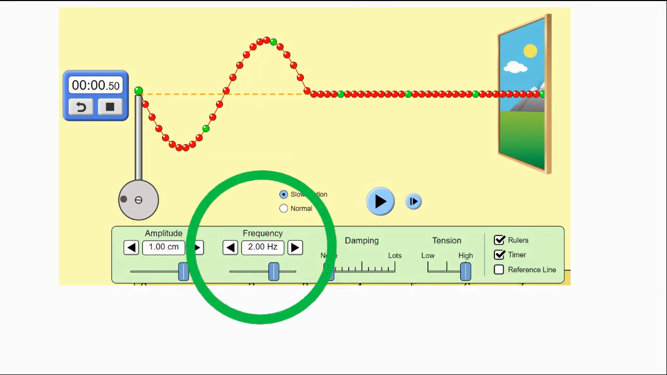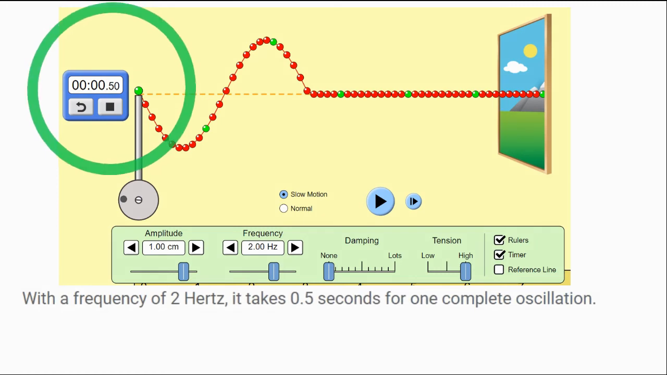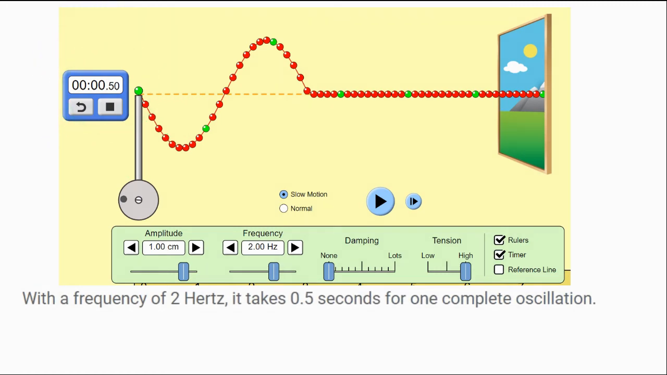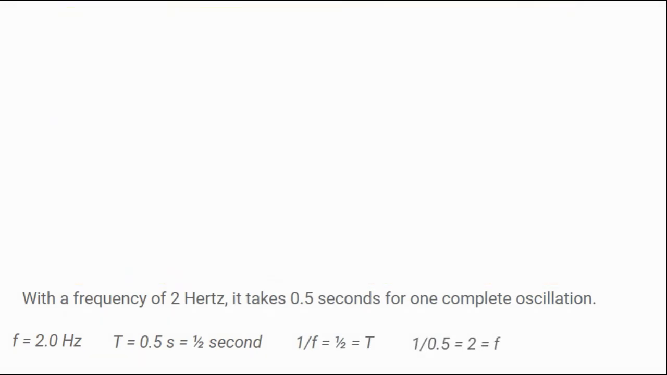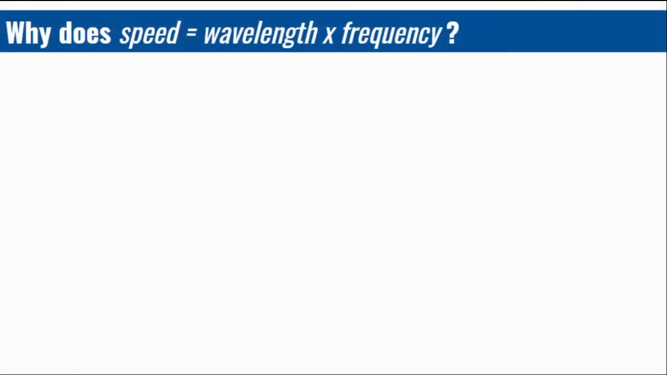So with a frequency of 2 Hz, it takes 0.5 seconds for one complete wave to pass. So the period is half a second. So 1 over the frequency is equal to 1 over 2, which is the same as the period, and 1 divided by 0.5 is equal to 2, which is the frequency. Okay, let's put all this together to see if we can get this equation speed equals wavelength times frequency.